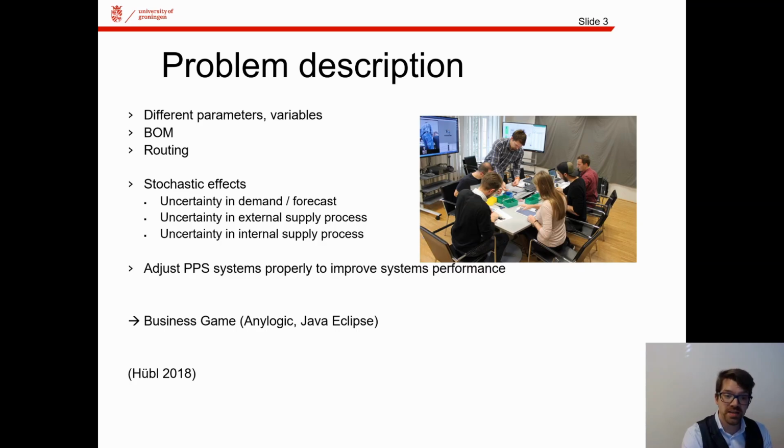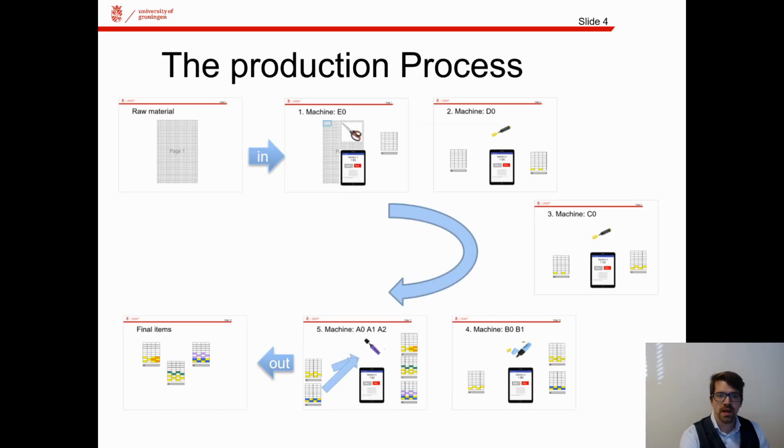And our task is to adjust the production planning system properly so that we can improve the system performance, which is measured by the key performance indicators such as lead time, utilization, service level, and the work in process, and the finished goods inventory. Therefore, we have programmed a business game in AnyLogic and Java Eclipse. And here we can see the production process in total.